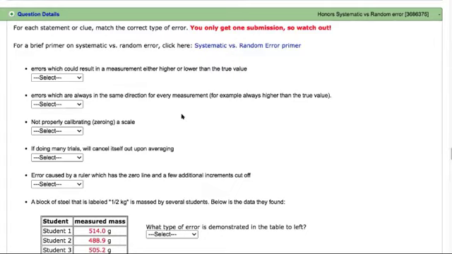So let's try this. Errors which could result in a measurement either higher or lower than the true value. Blake, can you help me with that one? What would this one be, systematic or random? Random. If it could be either higher or lower, that'd be random. You got it. And errors which are always in the same direction for every measurement. Systematic. That would be systematic. So that's the basic idea.